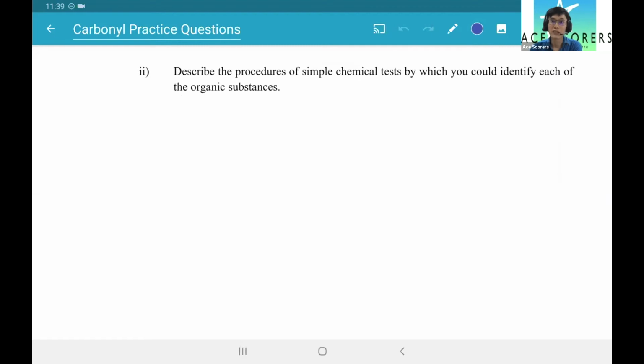So let me check around. Carrie, what are the tests that you use? For butan-2-ol, I wrote SOCl2 at room temperature. PCl5 at room temperature also can, but SOCl2 must be hit. And then for butanol, I said Fehling's solution and warm. Very good, correct.